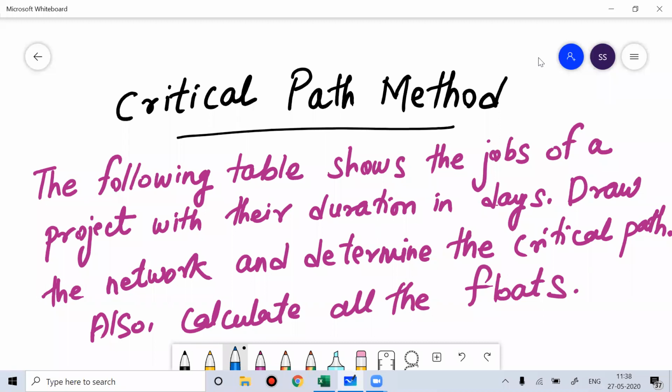Probably two sessions we have dedicated to the construction of network diagram. The construction of network diagram is very important to understand how we can work on the CPM part. So when we talk about critical path method, it is more or less a deterministic way of working on a project.